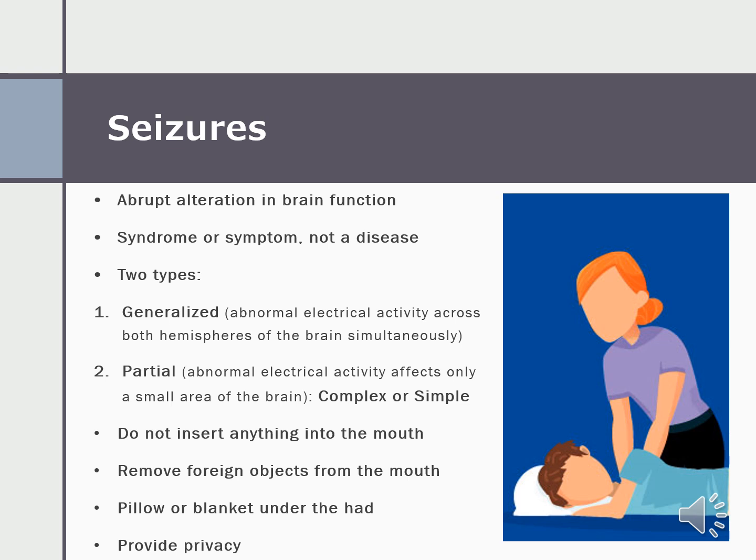Generalized seizures are caused by abnormal electrical activity across both hemispheres of the brain simultaneously. Clinical manifestations include a sharp cry as air is exhaled rapidly, muscle rigidity, wide eyes, jerky body movements, irregular breathing, vomiting, blood-streaked saliva, urinary and fecal incontinence, as well as deep sleep post-seizure.